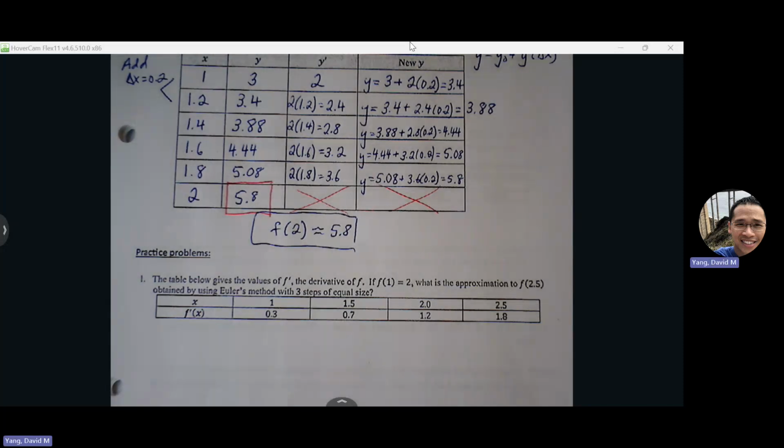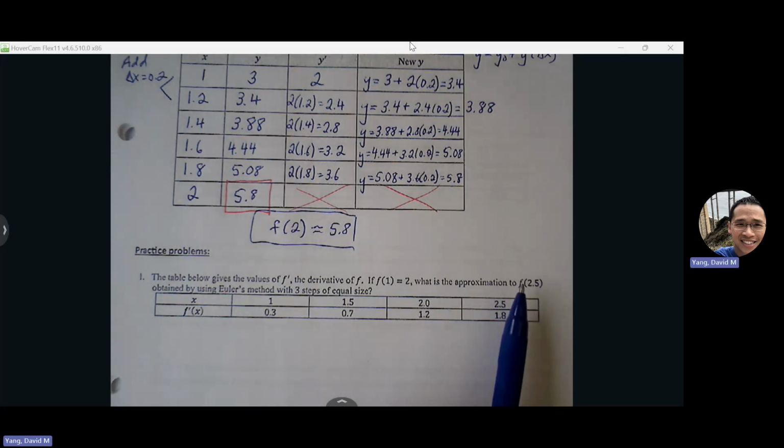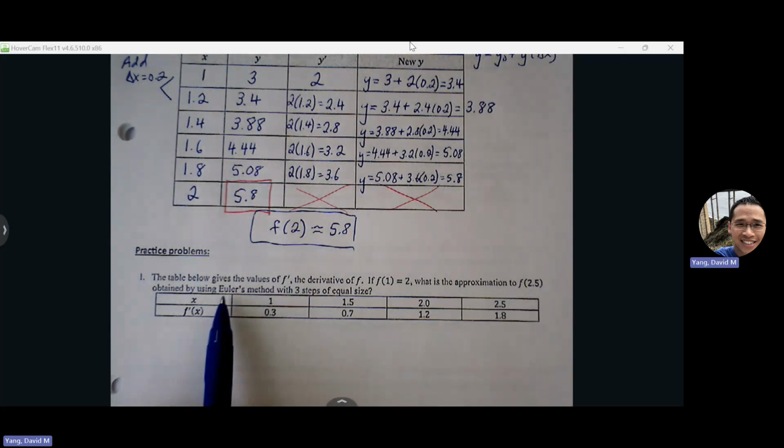Okay, let's look at the bottom of the page, practice problem number 1. The table below gives the value of f prime, the derivative of f. If f of 1 equals 2, what is the approximate value of f of 2.5 obtained by using Euler's method with 3 steps of equal size?